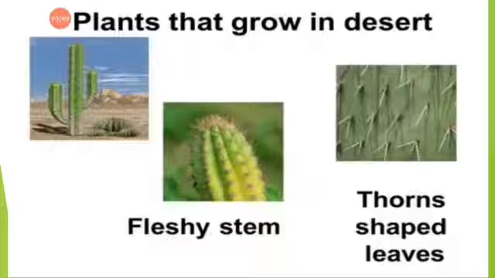Examples are aloe vera and date palm. These types of trees only grow in the desert. Date palm and aloe vera.